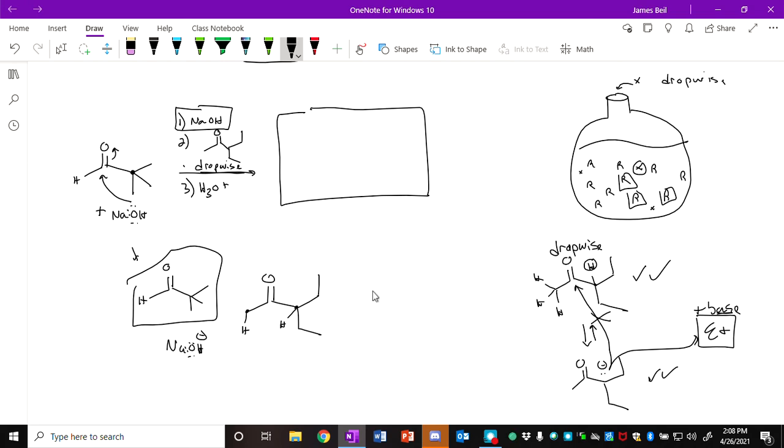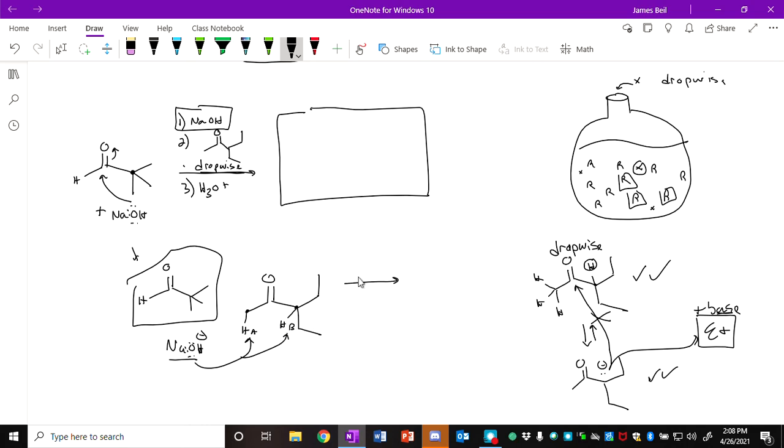So which alpha proton is going to be removed? Well, if I used LDA, it would remove the one that's less sterically hindered. So I'm using NaOH specifically because it is smaller and it can access either one of these protons. So to know which one it reacts with, I have to compare the results of those reactions, the pathway and the intermediate through which those enolates will form.